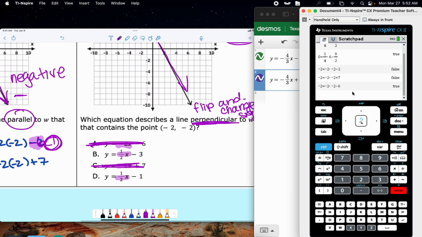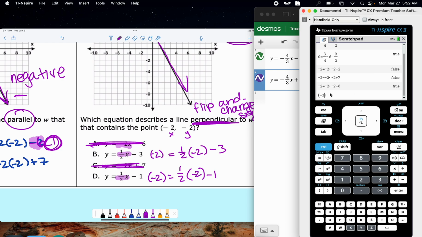So we're going to try true and false. You have Y equals 1 over 2x minus 3. Okay. And you have Y equals 1/2 parentheses x minus 1. Let me be a little careful this time. X and Y. So anywhere you see an X or a Y, you're going to replace with -2, -2. And we're just going to do true and false real quick to see what our answer is.